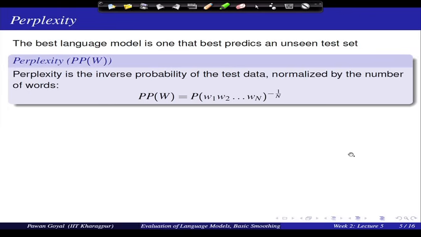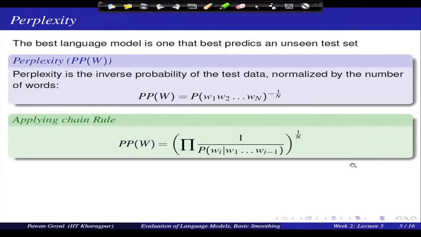Suppose in my test data I have words w1 to wn, I am finding the probability of this whole sequence and normalizing it by the power -1 by n. Okay. So now this is a generic definition. Now the next question that you might have is where does the language model come into the picture in this definition? It's a simple definition of finding the probability of this whole utterance w1 to wn with some normalization. Now where does the language model come into the picture?